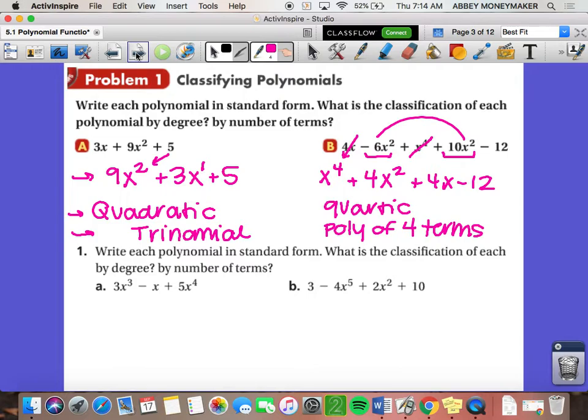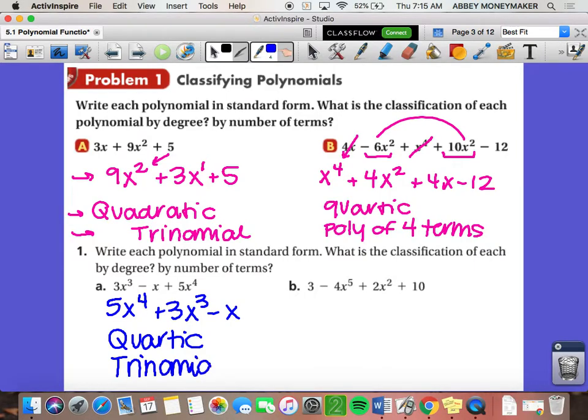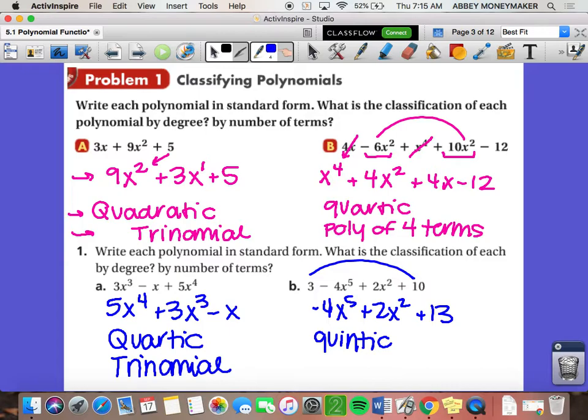So if you will, go ahead and pause the video and try A and B down at the bottom on your own. And when you're ready, hit play and you can check your answers. We would say 5x to the 4th plus 3x cubed minus x. And since my highest power is 4, this would be a quartic. I have 3 terms. That tells me it's a trinomial. On part B, I have negative 4x to the 5th plus 2x squared, and then I'm going to combine the 3 and the 10 to give me positive 13. So here I have a quintic trinomial again.